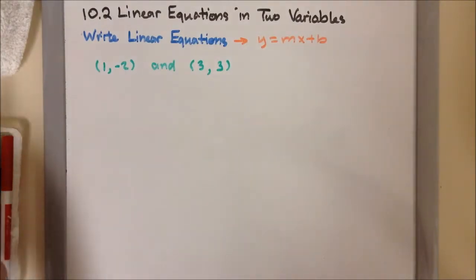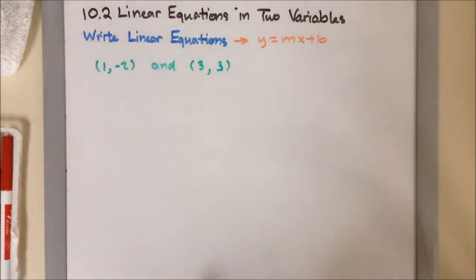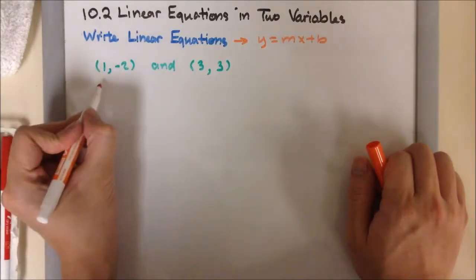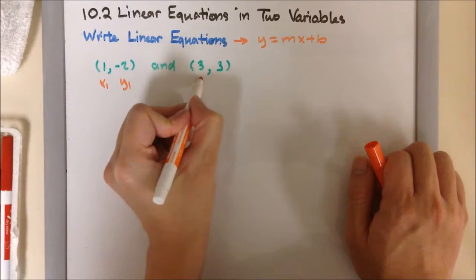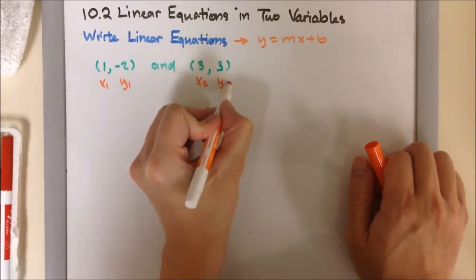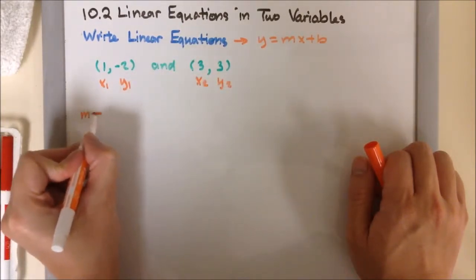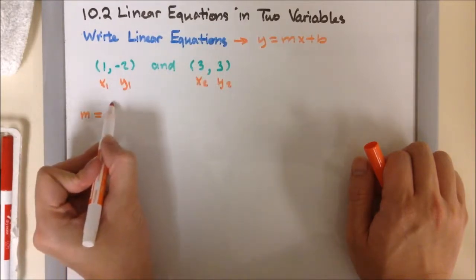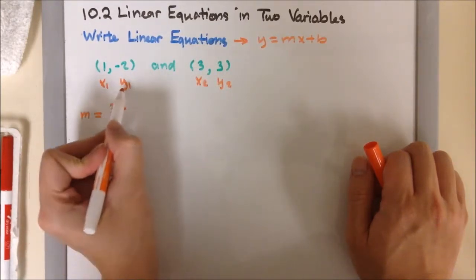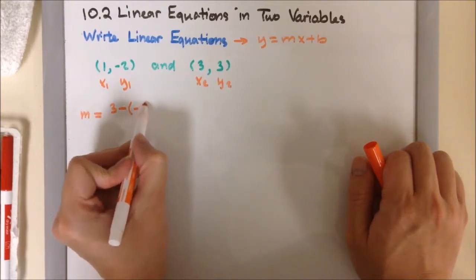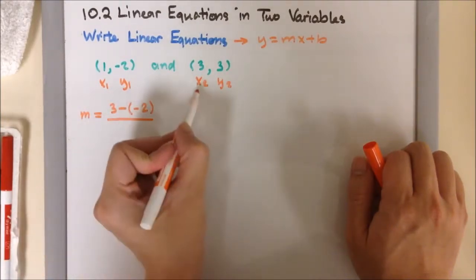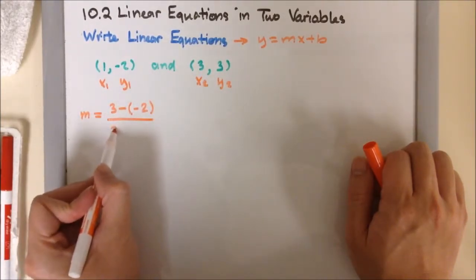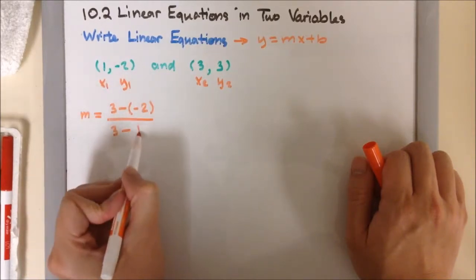So, if you were to write a linear equation when given 2 points, you must find the slope. So, I need to label my x sub 1, y sub 1, x sub 2, y sub 2. So, m is going to equal y sub 2, which is 3, minus y sub 1, so negative 2 here. Remember, include parentheses when you're subtracting and plugging in negative numbers. And then x sub 2, which is 3, minus x sub 1, which is 1.